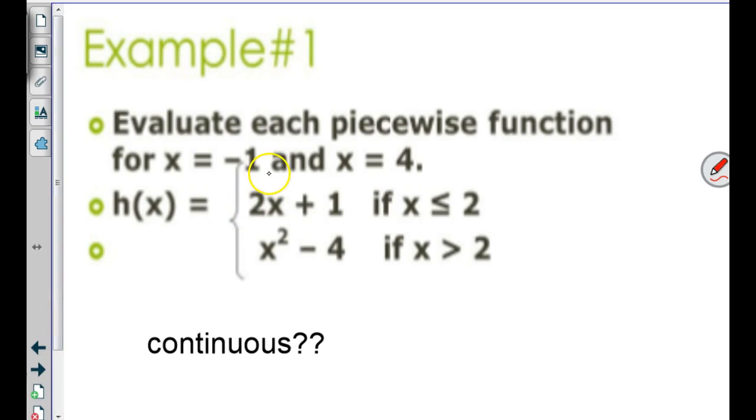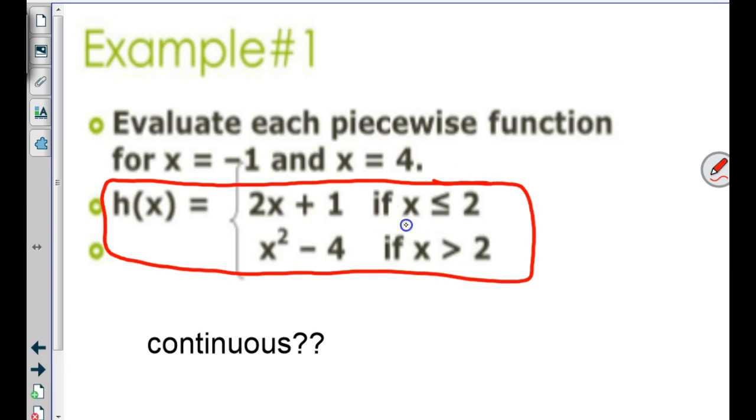It says evaluate for these two values, and this is the function. This is kind of a warm-up, okay? You don't have this one. But if I was going to evaluate for -1, which rule would I be using?